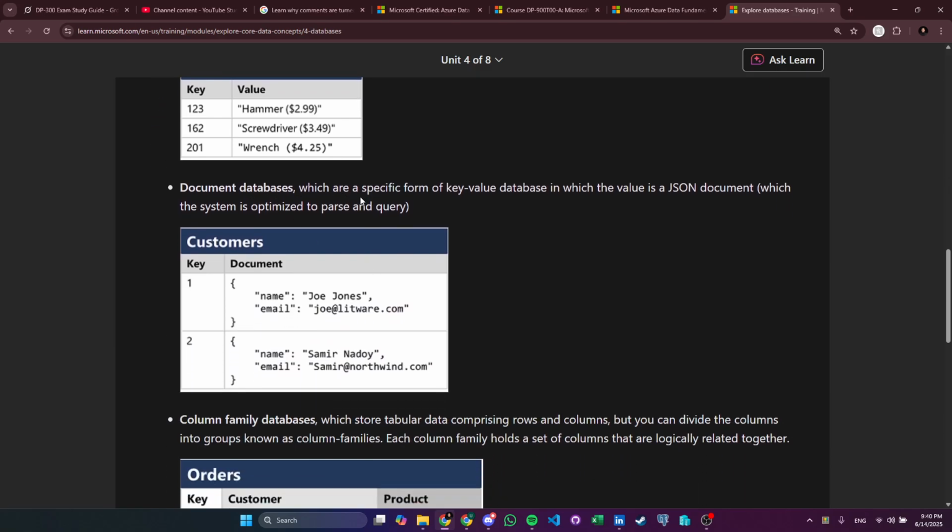Document databases, which are a specific form of key value database in which the value is a JSON document, which the system is optimized to parse and query. Here, we have a customer, which has the key 1 and the document. So basically, whatever the document contains, it just sends back to the key. It's the key which references some data, no matter how large the data is, it all gets called whenever we call the key.